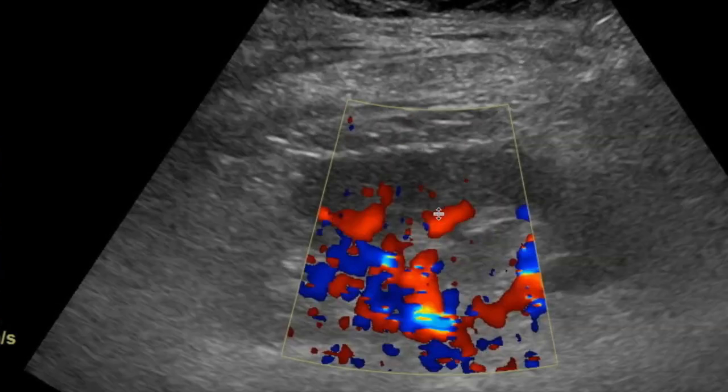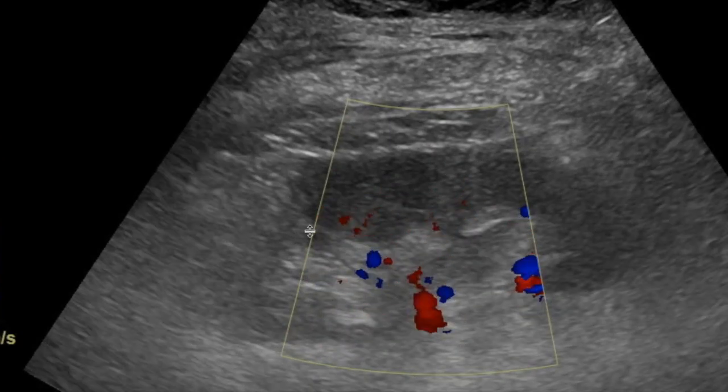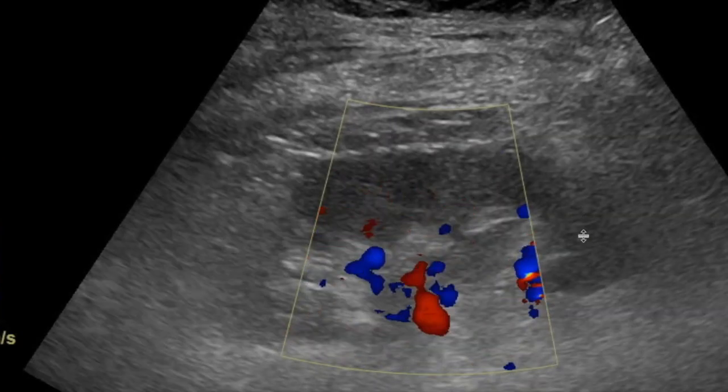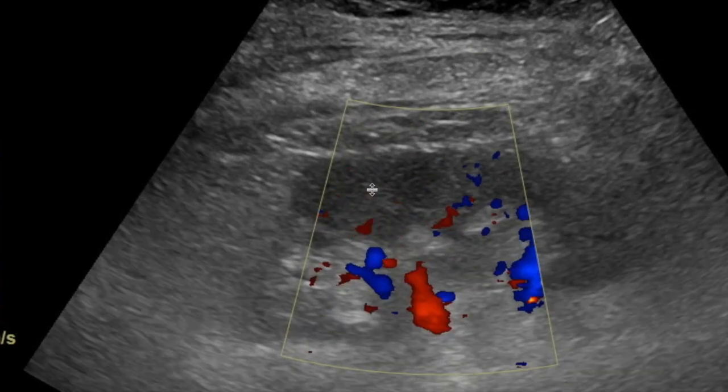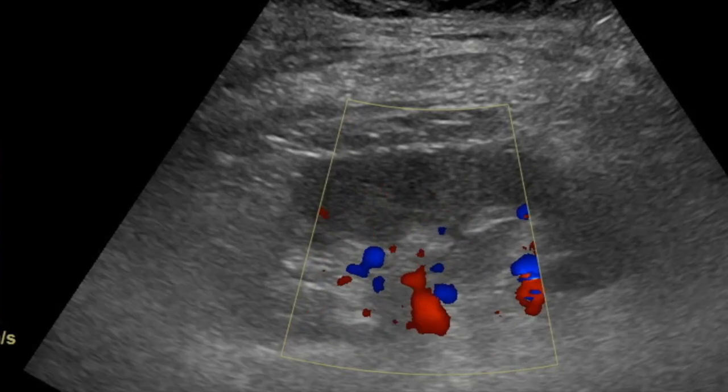And in patients with acute tubular injury, you are going to still see contrast perfusing the entire cortex, whereas with acute cortical necrosis, we're not going to see contrast going to the outer 2/3 portion of the kidney graft itself.